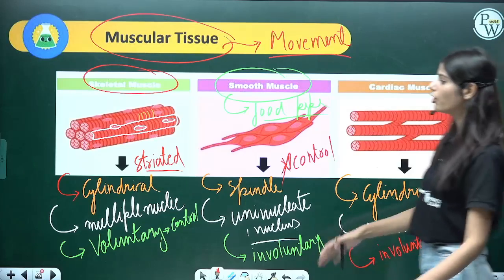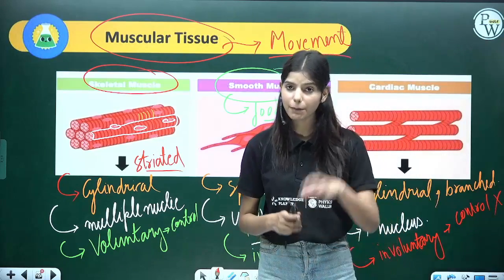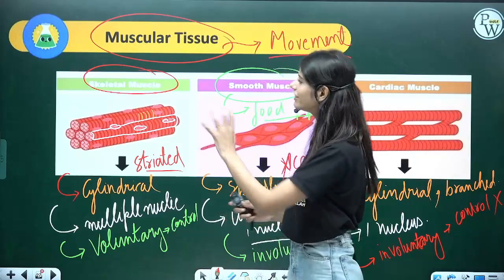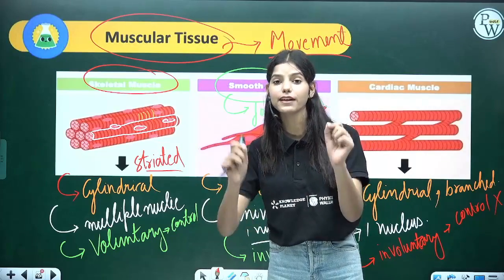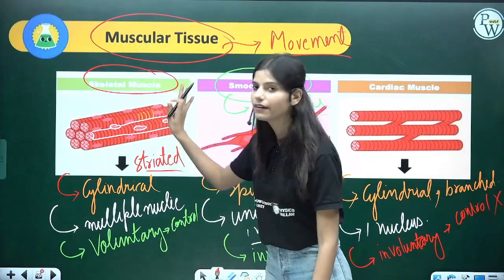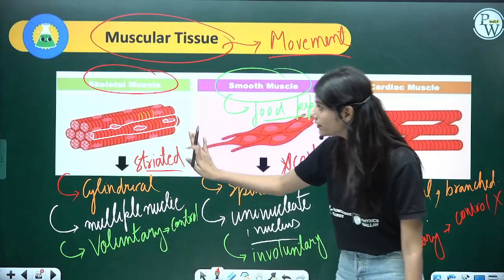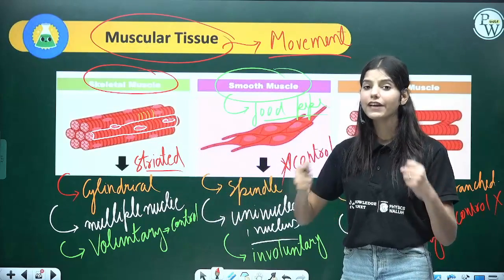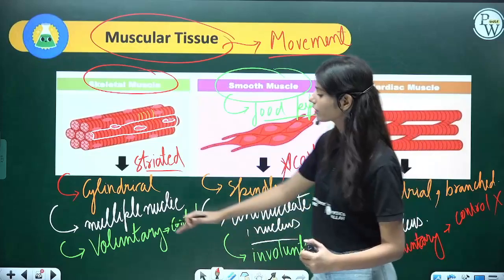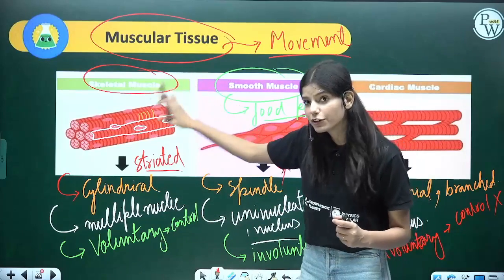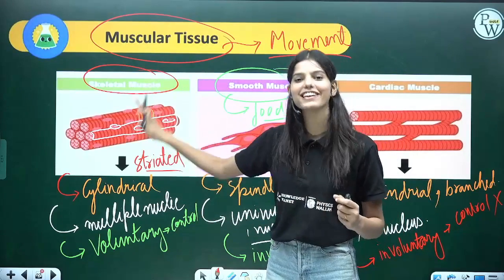Okay, so I hope this part is clear to you guys. There are three types of muscular tissue. First, we have the skeletal muscles. It has stripes, and that's why it is also called striated muscle. These muscles are controllable. We can control these muscles, that's why they're called voluntary muscles. They have multiple nuclei, and they have a cylindrical shape.